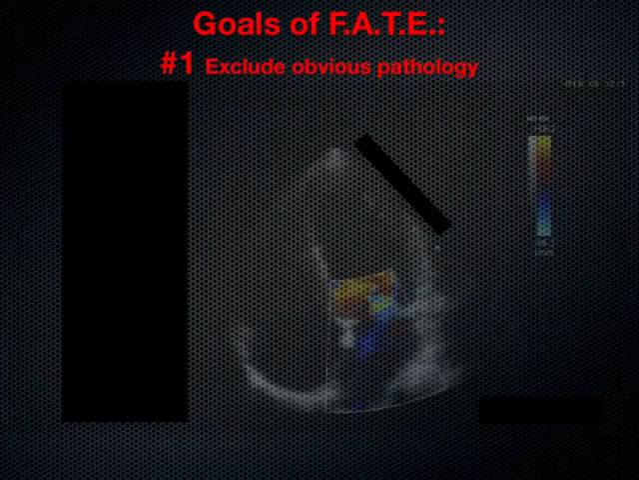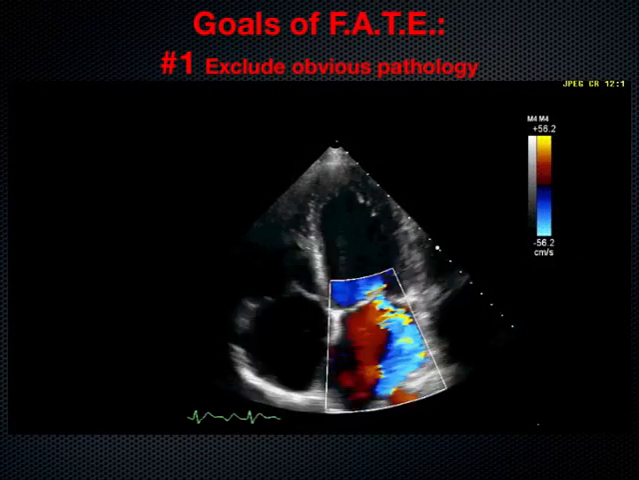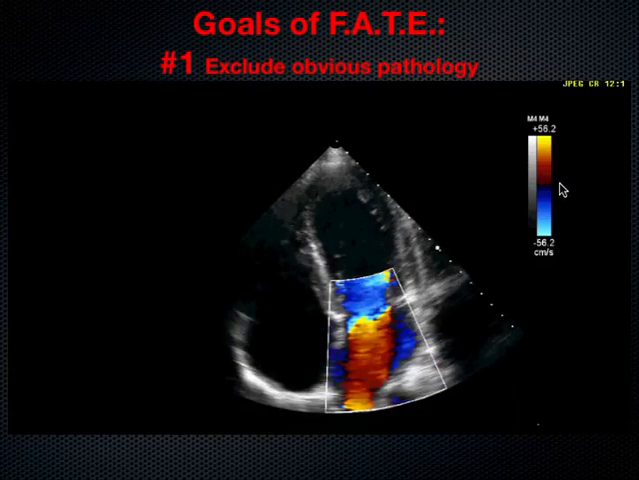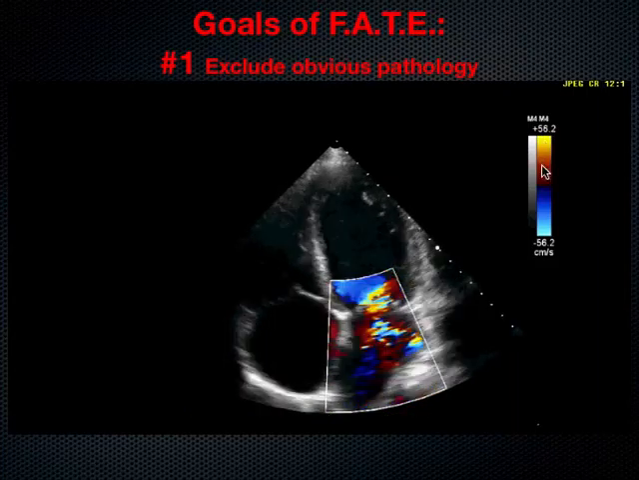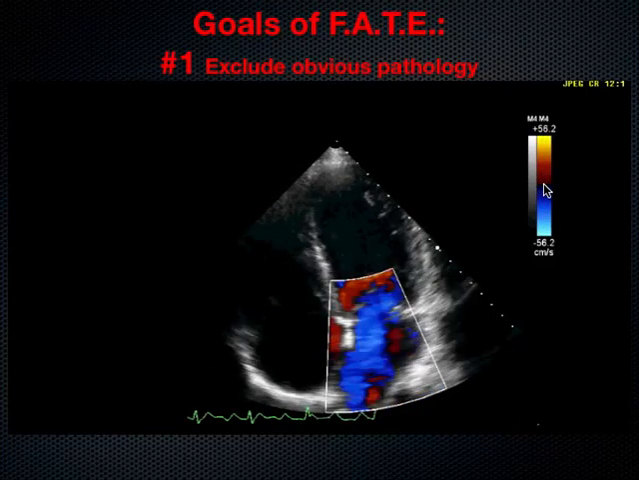So exclude obvious pathology. Another example of obvious pathology would be a problem with, in this case, the mitral valve. Think about the color flow Doppler here. Red is towards the probe. Blue is away from the probe. BART, blue away, red towards.